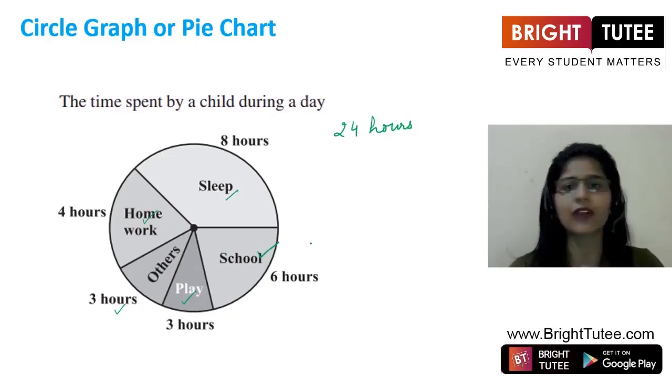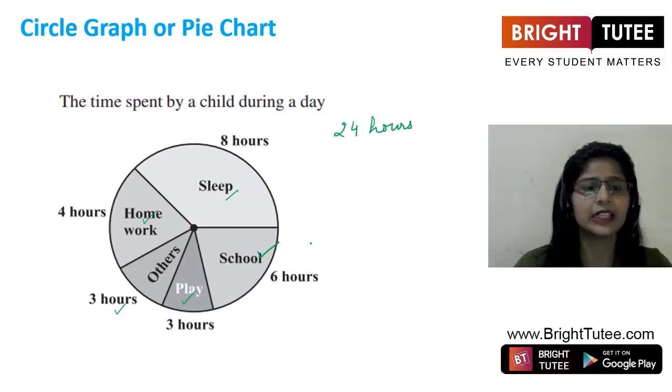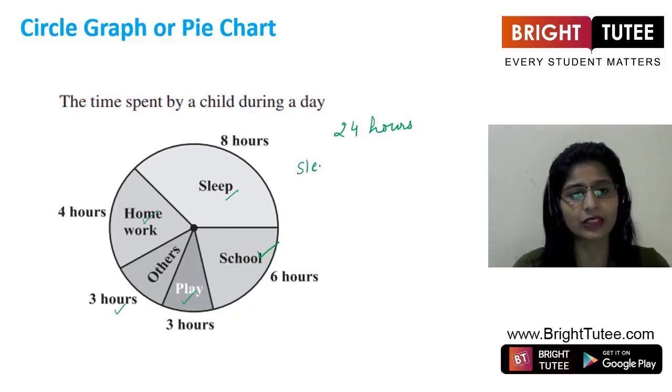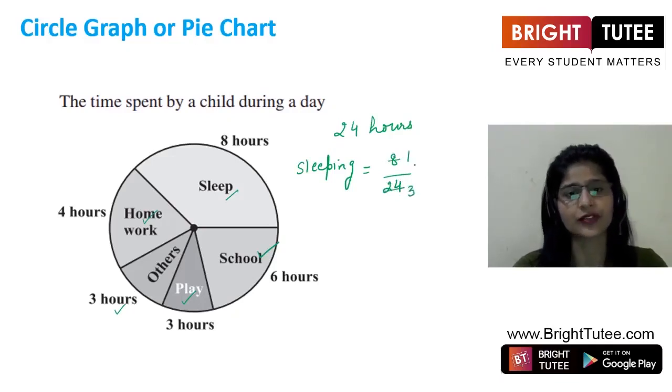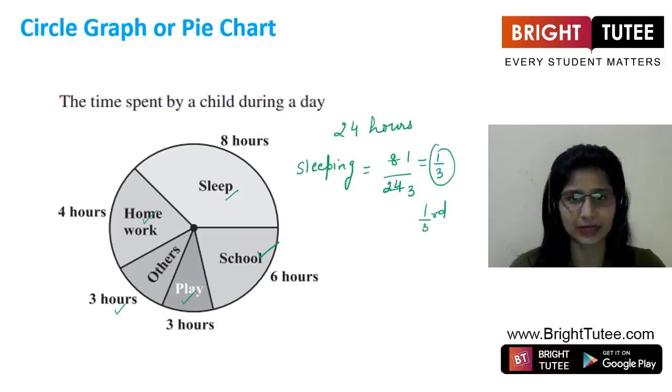So if I have to find out the fraction for sleeping, it will be 24 hours in total, and out of those 8 hours he is sleeping. That means 8 ones are 8, and 8 threes are 24. We get 1 upon 3. So that means I say 1/3 of the day the child sleeps. Clear? We say 1/3 of the day the child is sleeping, or he is utilizing 1/3 of the complete day as sleeping time.